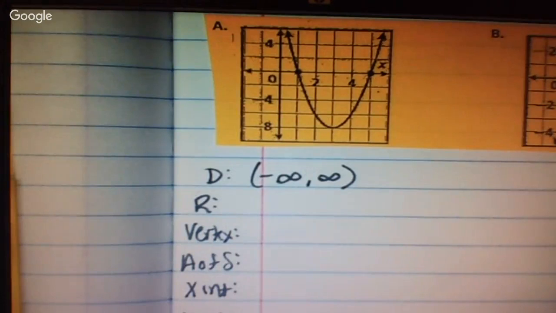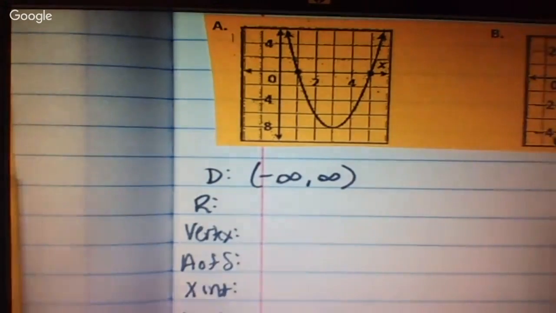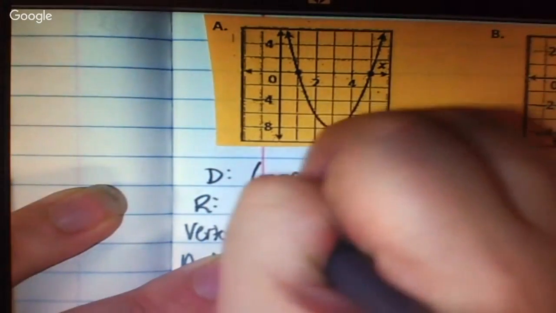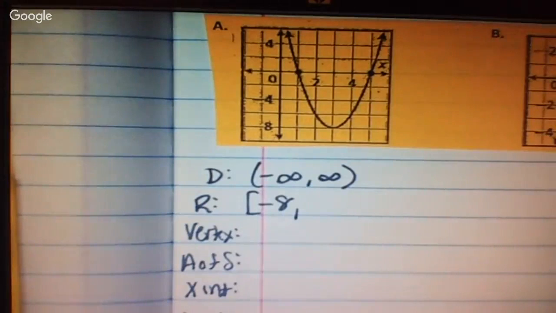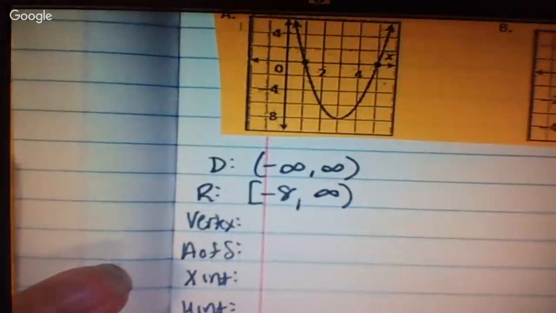Okay. Your range. How low does it go? How high does it go? So how low do we go? To -8. We go low to -8. If I go any lower than that, I ain't getting back up. Okay. So we go low to -8. How high do we go? Infinity. It's going to keep going up. So it goes from -8 to positive infinity.